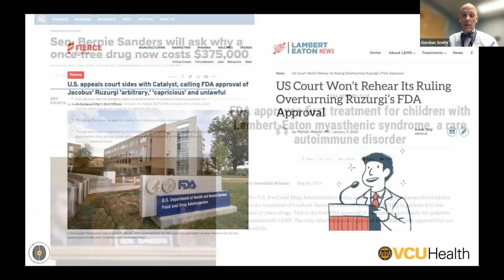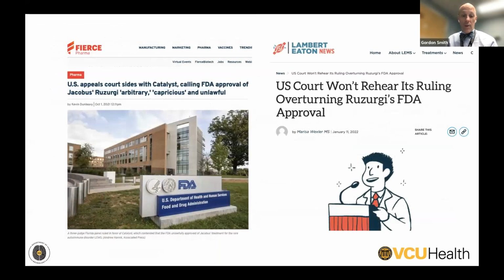I don't know, but ultimately the courts became involved when Catalyst filed a lawsuit. And just this last fall, an appeal of that lawsuit was denied. Catalyst's suit was upheld, and the court would not rehear the case. And in fact, we had news just last week that Ruzurgi is no longer available.